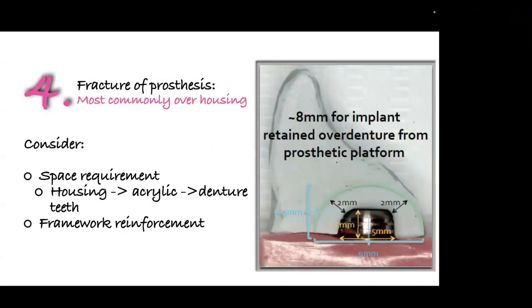So, let's talk about what happens if the prosthesis fractures. The most common place for the fracture is over the housing. So let's talk a little bit about the space requirement here. So a locator requires the shortest amount of height. The total height there is about 2.5 millimeters, and you need about 3 millimeters of acrylic above that.